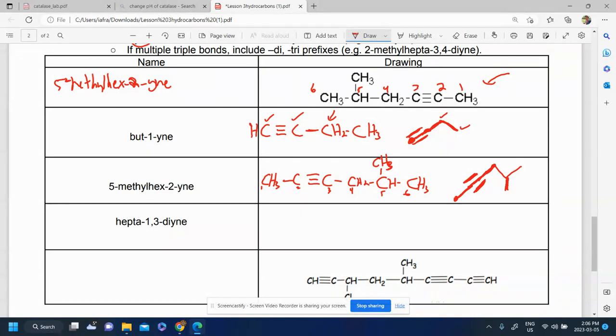All right, so let's try the one over here where we have 7 carbons and 2 triple bonds. So it's a heptadiene. So 1, 2, 3, 4, 5, 6, 7. It's a carbon number 1 and carbon number 3. Now we can go put in our H's. There's our hepta 1,3-diene.